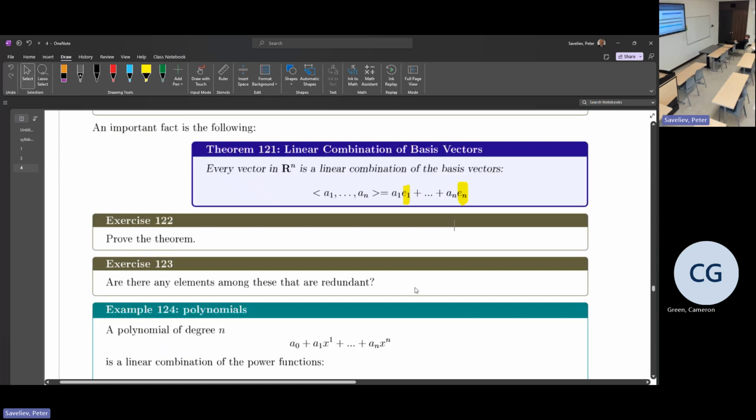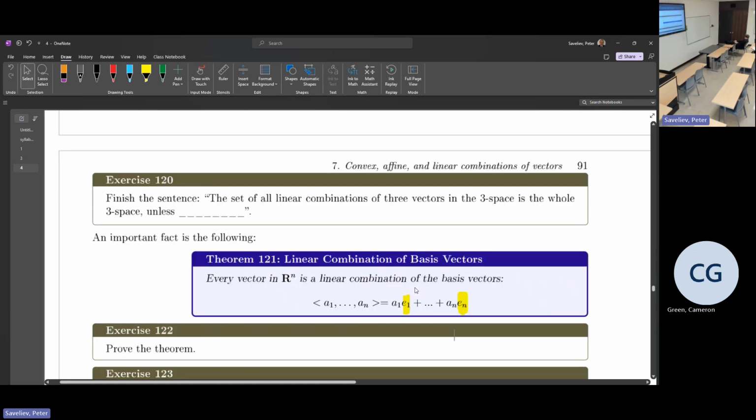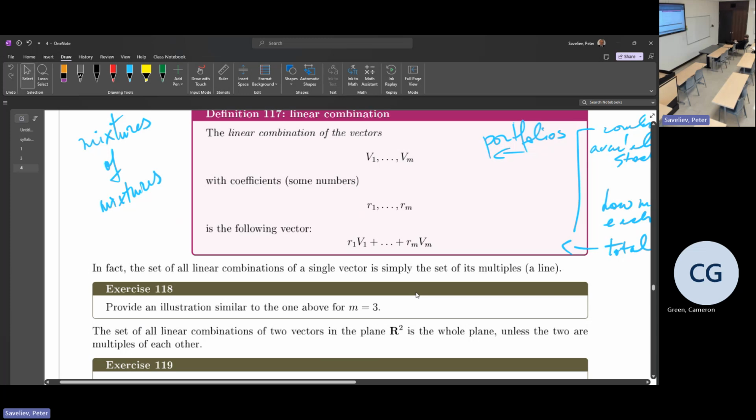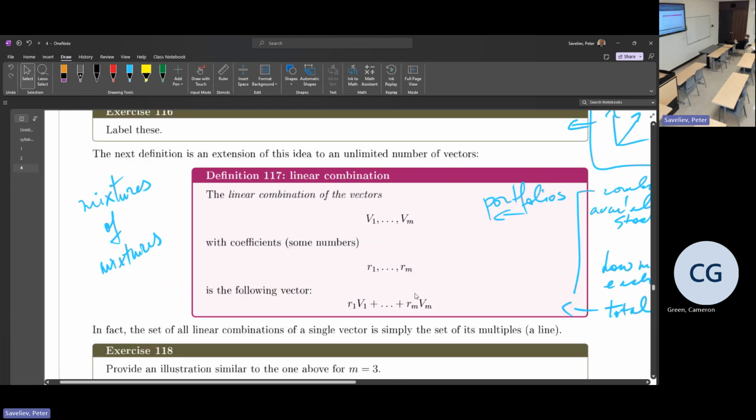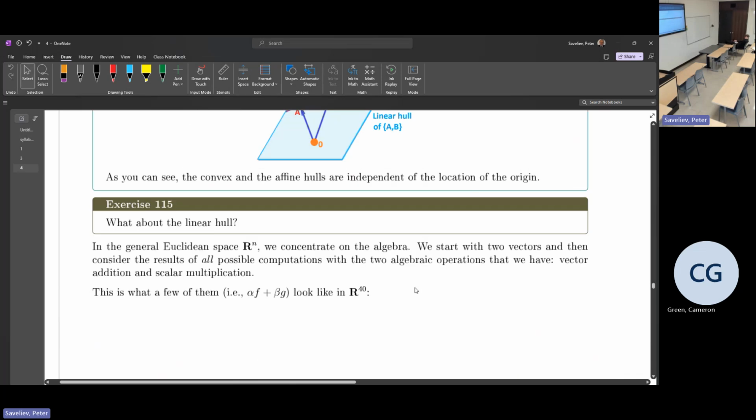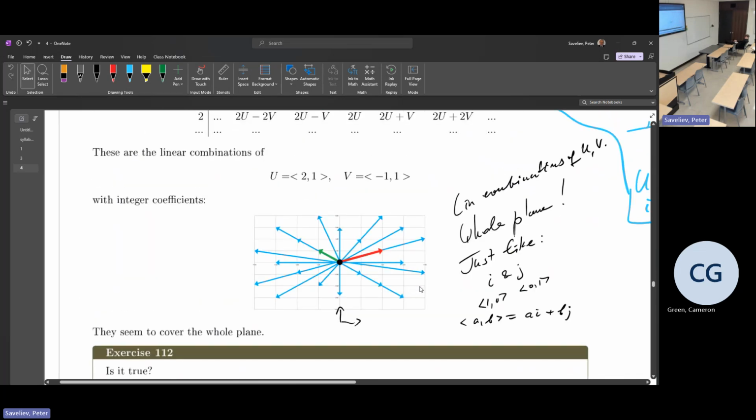So, is it always the case? The question is, is it always the case? It works out with the basis vectors. Every vector can be decomposed into a linear combination of the basis vectors. What if we choose vectors that are not basis vectors? What can go wrong in that respect?